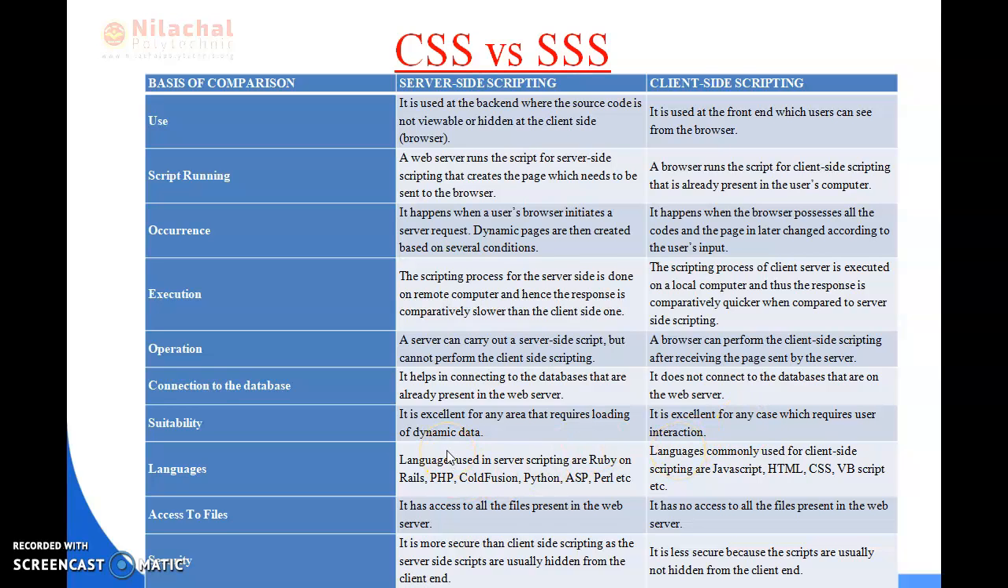In case of server-side scripting, languages used are Ruby on Rails, PHP, ColdFusion, Python, ASP, Perl, etc. But in case of client-side scripting, languages commonly used are JavaScript, HTML, CSS, VBScript, etc. Server-side scripting has access to all the files present in the web server, but client-side scripting has no access to the files present in the web server.